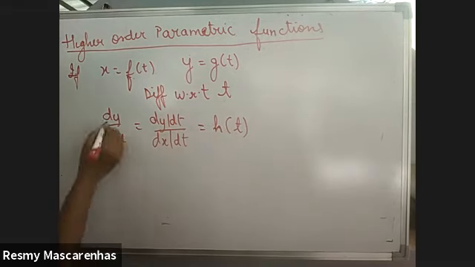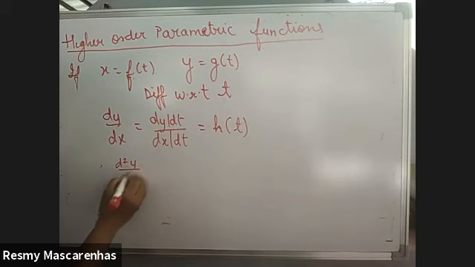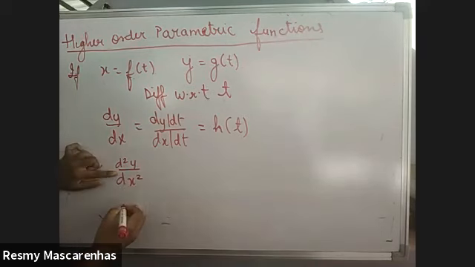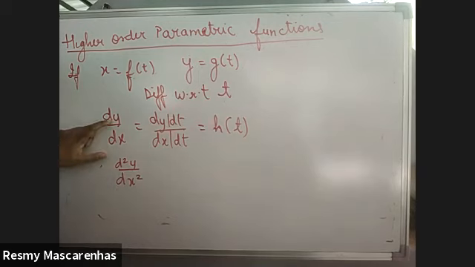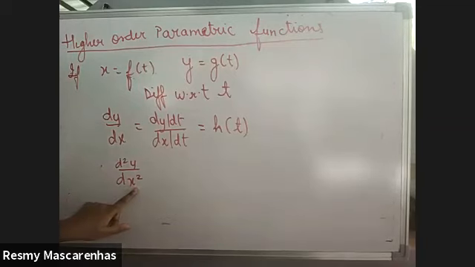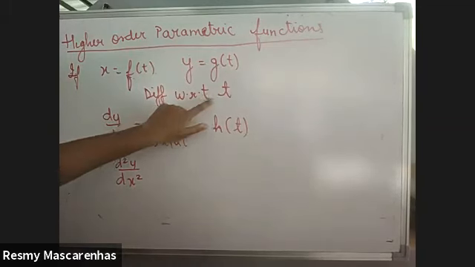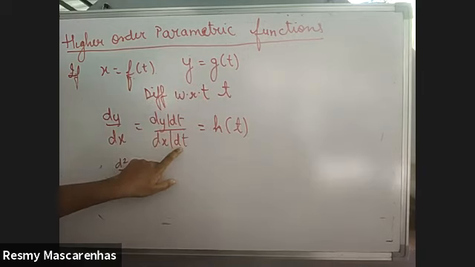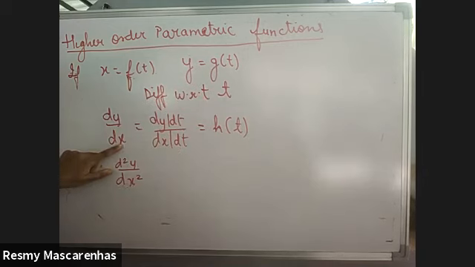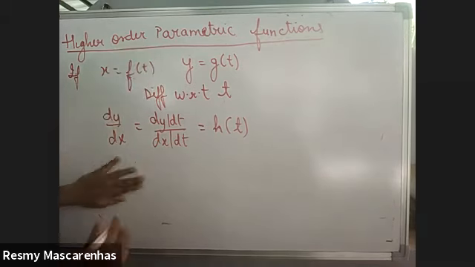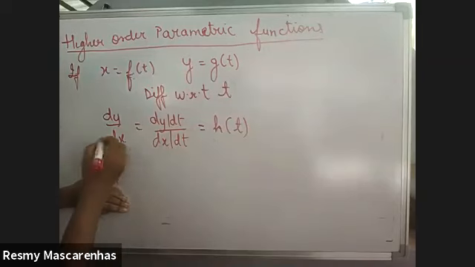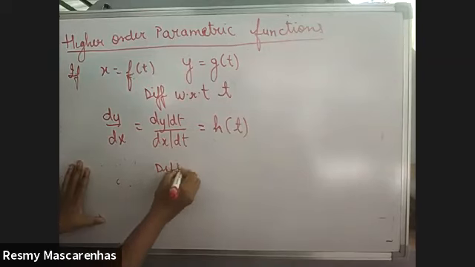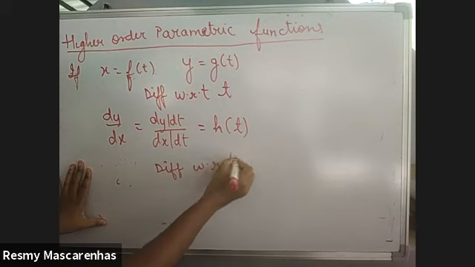Now what we'll have to do? We want d square y upon dx square, we want the second order. So with respect to x, we will have to differentiate. Whenever you are differentiating with respect to t, you will get dx upon dt. But now the denominator is x. So remember for higher order parametric, up to here you know. Now the next step is always fixed: differentiate with respect to x.